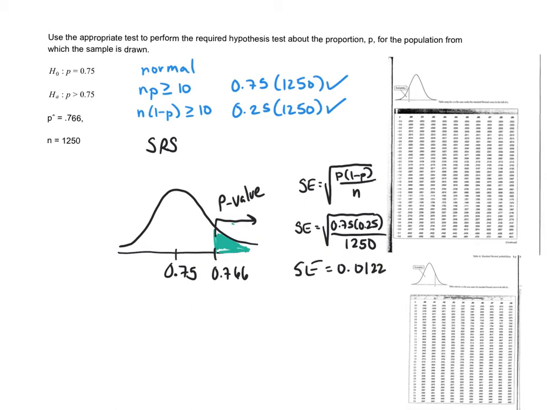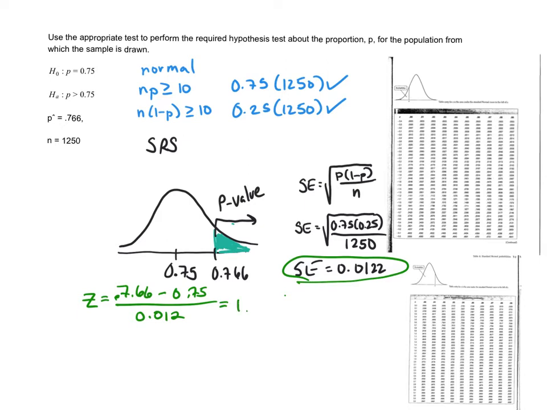So in this, for a proportion test, we always use a z-value. So now we will use our standard error and our two values to get our z-value. 0.766, pardon me, minus 0.75 over our standard error of 0.012. That will give me my z-value. And if I round that to 2 decimals, I get 1.31.